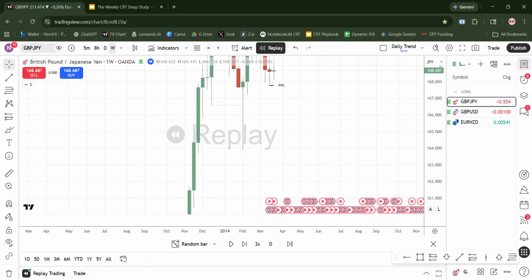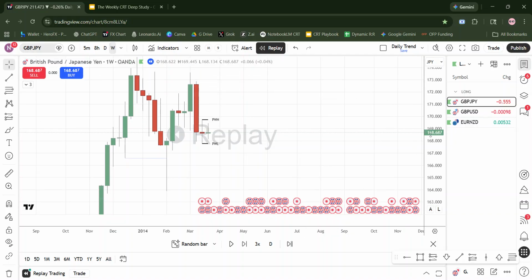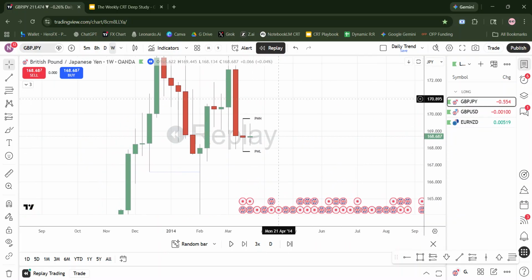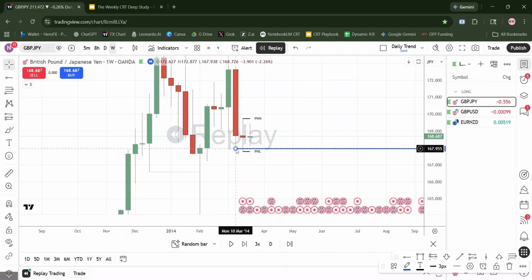All right, so here's what we got. This should be like Monday. It's tricky because when you're on the weekly, sometimes when you press it forward, it won't give you the whole week at one time. But in any event, all right. So this right here, I would have a long bias. Just because you have a bias, though, it does not mean it's going to play out. But I'm going to mark this low right here.